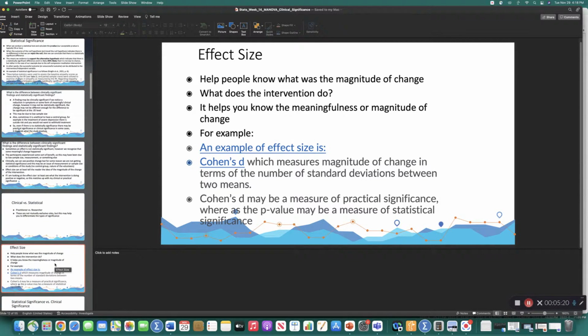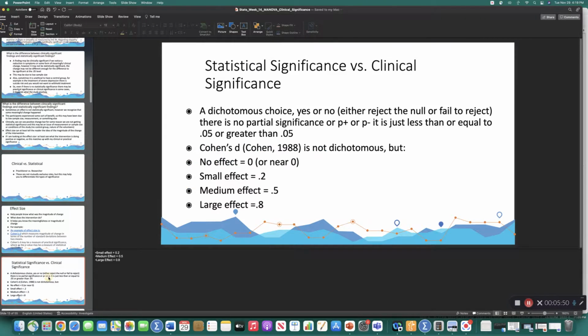Effect size is an important term to keep in mind when we're evaluating significance. It helps us know the magnitude of the change that's taken place and helps us to understand what the intervention does. One example of effect size is Cohen's d, which measures the magnitude of change in terms of the units or number of standard deviations between two means.